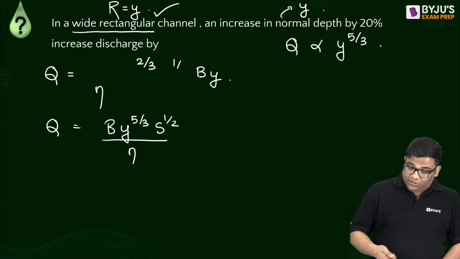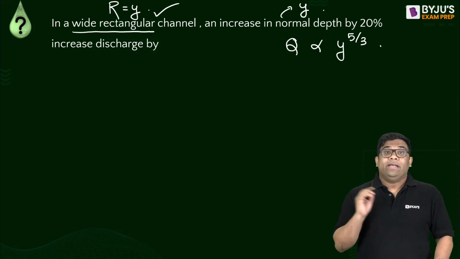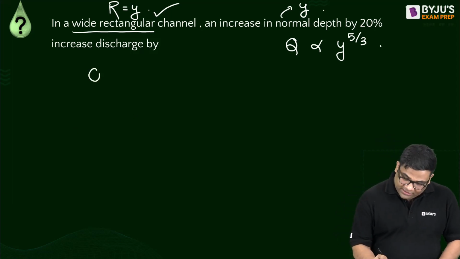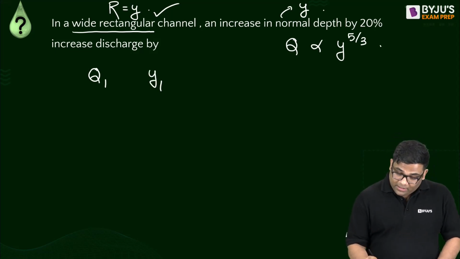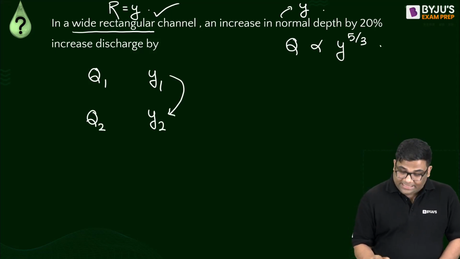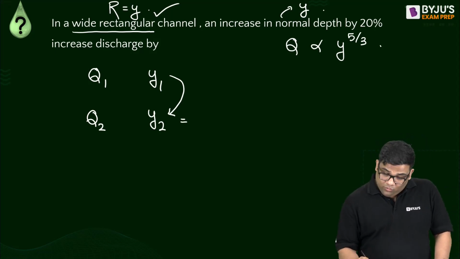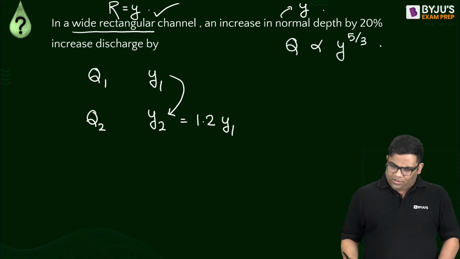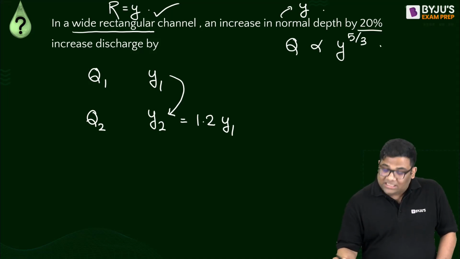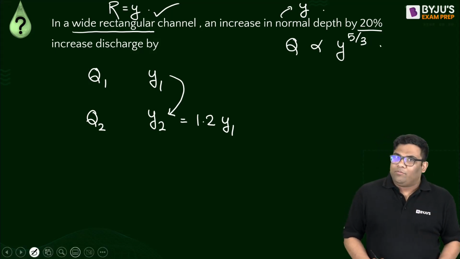Now in this question, what is written? It is written that the normal depth increases by 20%. That means if initially discharge was Q1 and Y was Y1, when the depth changes from Y1 to Y2, what will be the new discharge? Now you can see that Y2 is actually equal to 1.2 times Y1. How? Because the normal depth increases by 20%. So if it was Y1, increase of 20% means 1.2 times Y1.